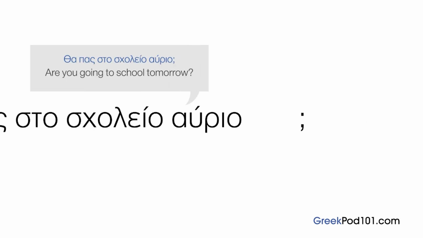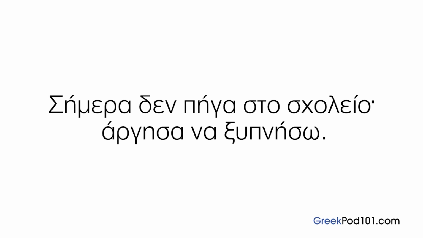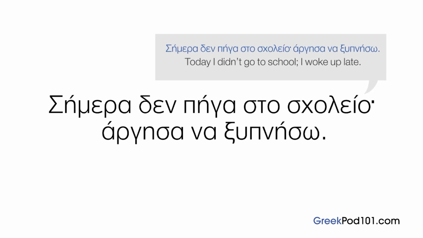Well, the Greek version of a semicolon is the annotelia, or upper dot. That is, a dot that you write higher than the line over mid-letter height. The usage is the same as an English semicolon. Σήμερα δεν πήγα στο σχολείο, άργησα να ξυπνήσω. Today, I didn't go to school. I woke up late.